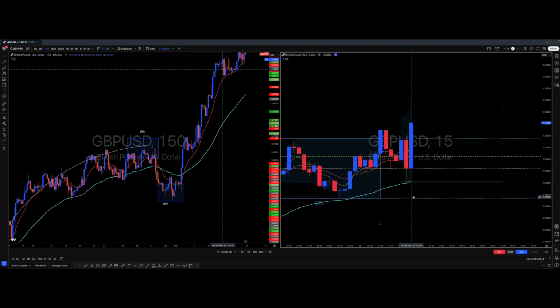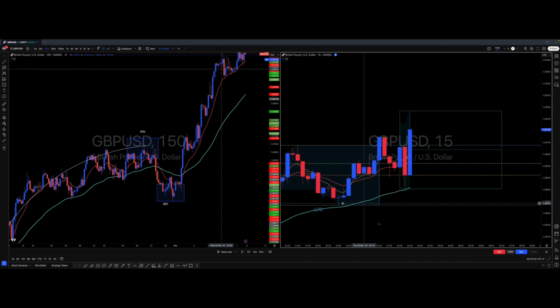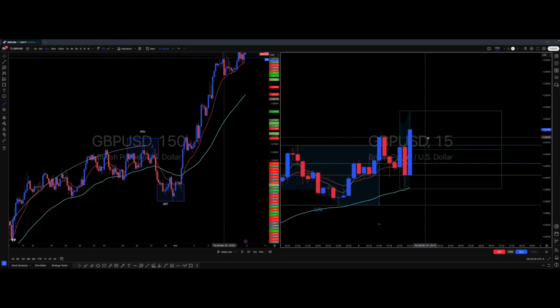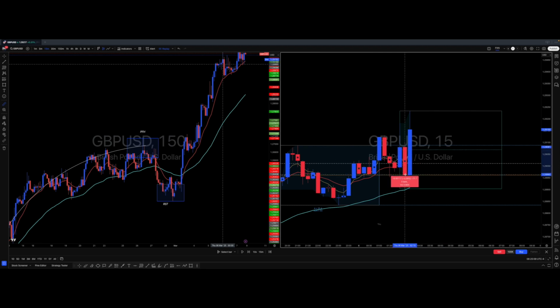Now, obviously, this would not be a railroad track, because this candle does not cover 75% of the blue candle. This is about 11 pips or so, 11.5.